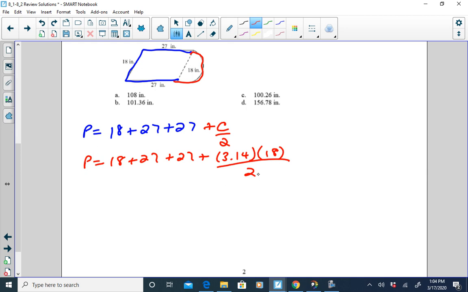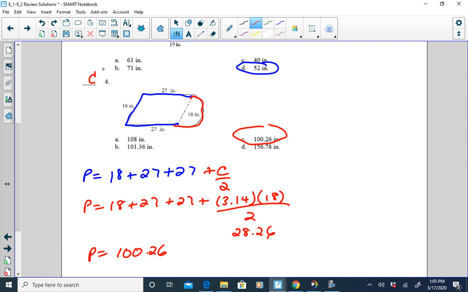3.14 times 18 divided by 2, we wind up with 28.26. So we want to add that with 18 plus 27 plus 27. And we wind up with 100.26 when we add all of those numbers together. And those are inches. And that's answer C for question 4.